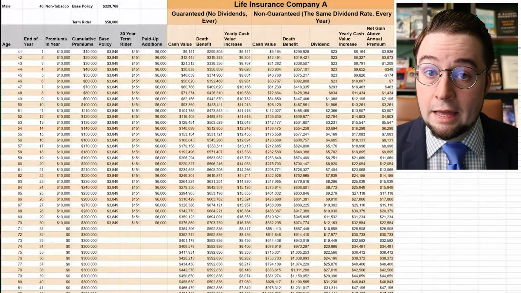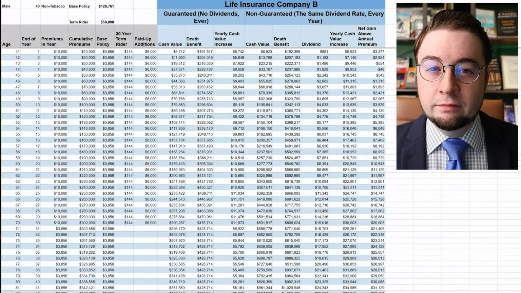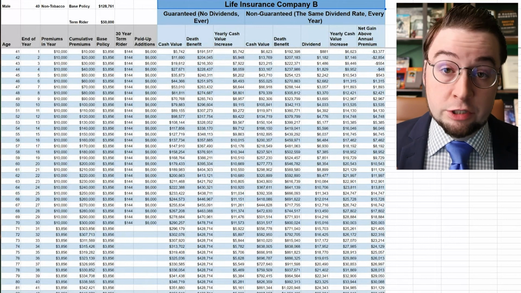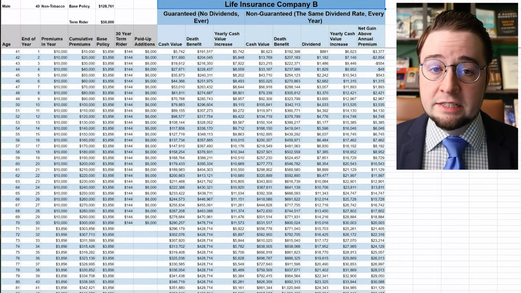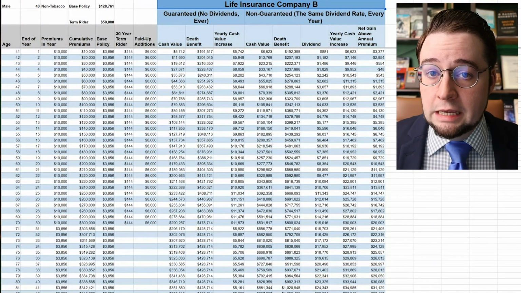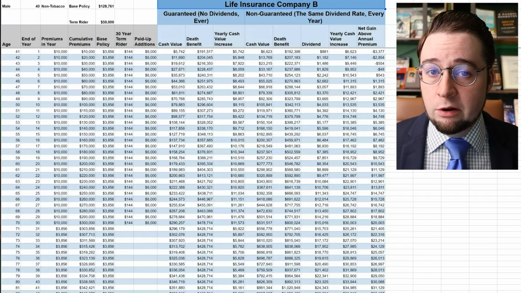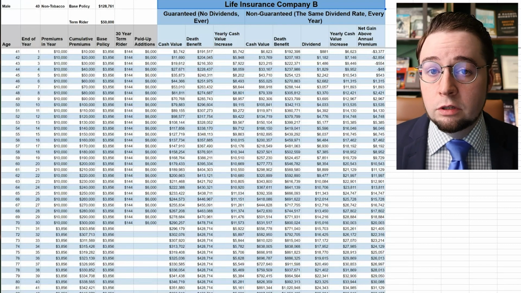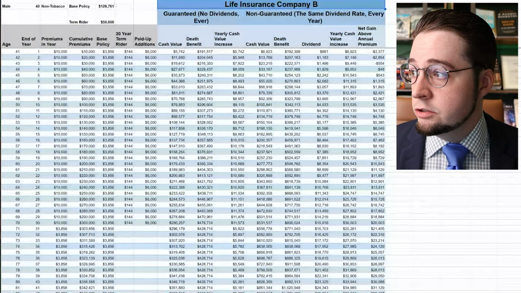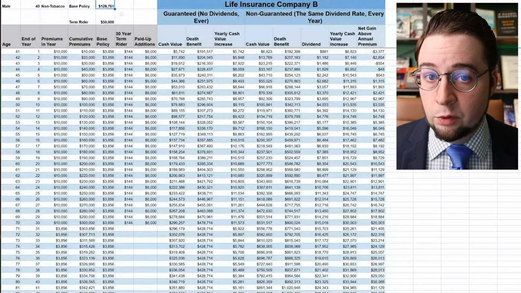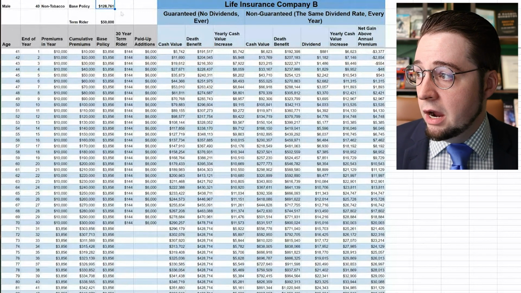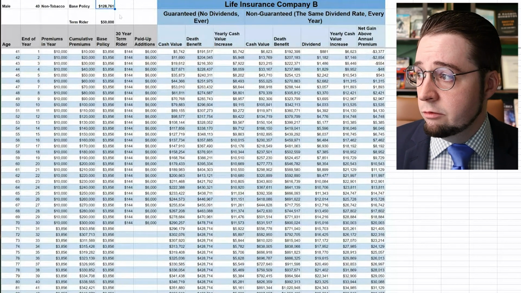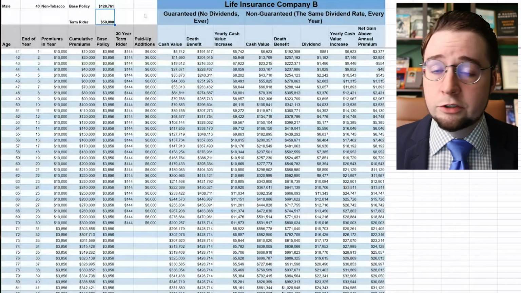Now let's look at carrier B. Okay, here we are on life insurance carrier B, or life insurance company B, and this is very similar, but there are some key differences. Life insurance carrier A has a, other things being equal, cheaper death benefit. So for approximately the same premium, their base policy is $128,761. And then we also have a term rider.